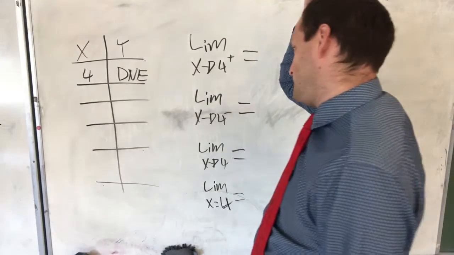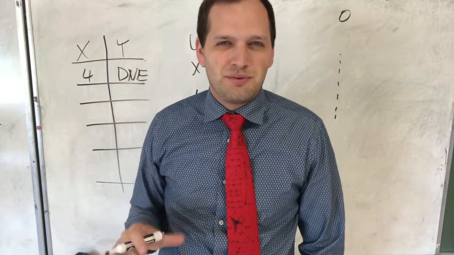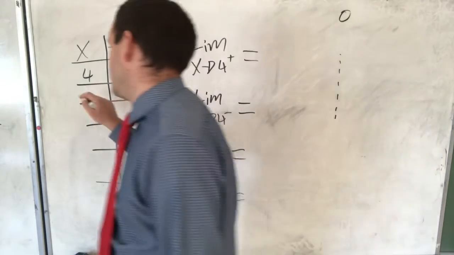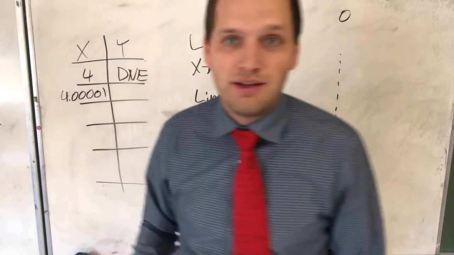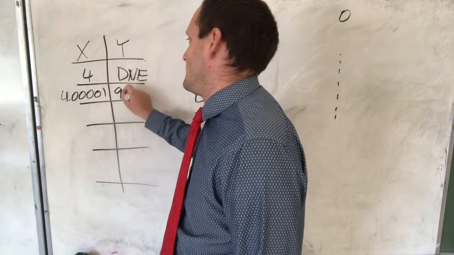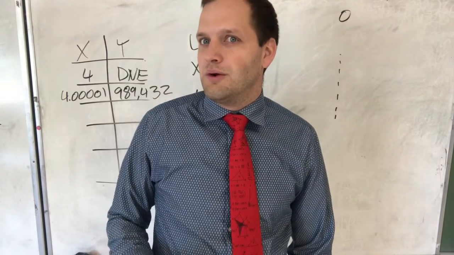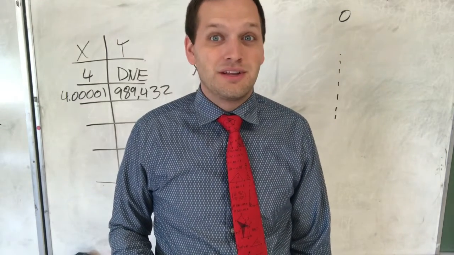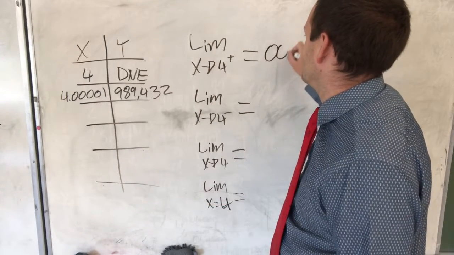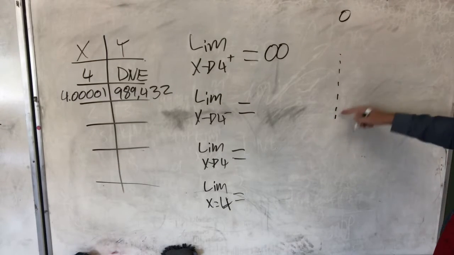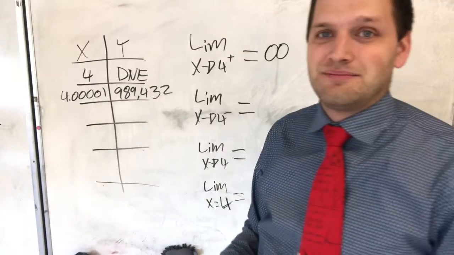Well, let's think. What if we're approaching 4 from the positive side? What number would I plug into this table to know roughly what it's approaching from the positive side? So we plug in 4.00001, and it gives me some number like 989,432. Where are we going? Is it getting higher or lower? It's going to keep getting higher and higher. So in this case, we're approaching infinity. So it's probably going to be an asymptote. From the positive side, it's going up and up.